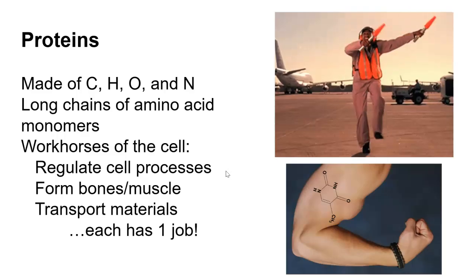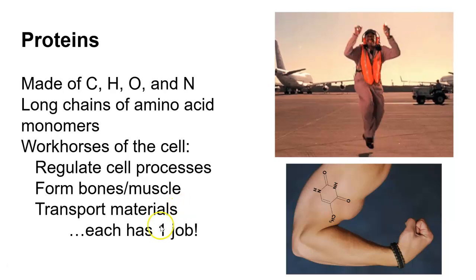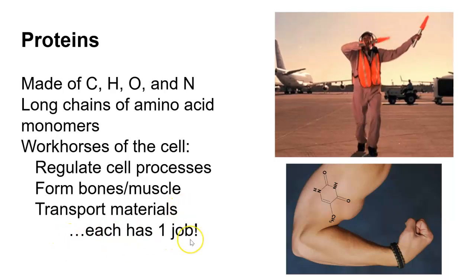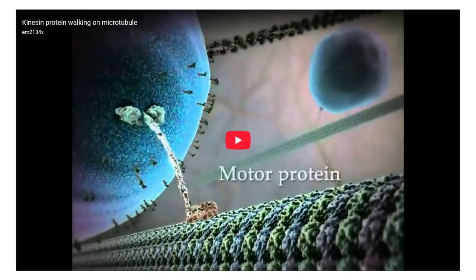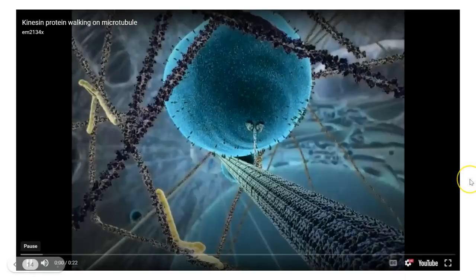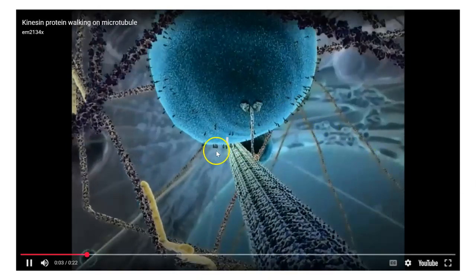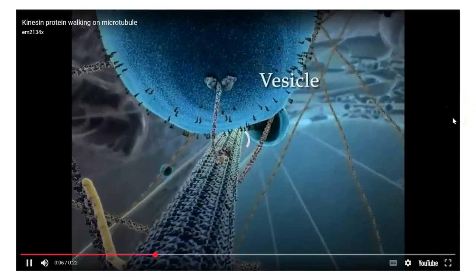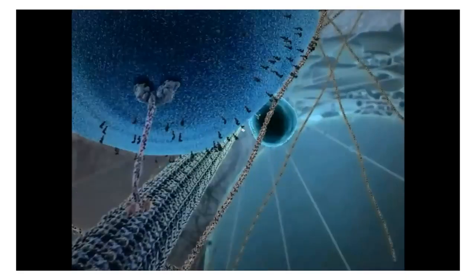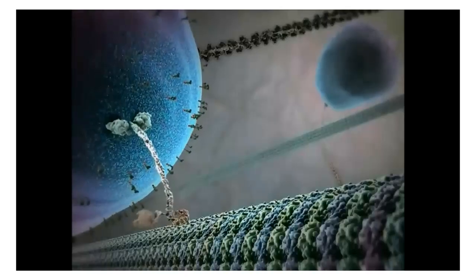They might be regulating cellular respiration. They might be transporting things. They might be forming bones or muscles. Regardless, every single protein has one job to do, and they do that from start to finish. So here's an example of one of those proteins. This is a kinesin and a microtubule. So this long thing here is part of the cytoskeleton. This is like a railroad track that forms and also gets broken down as needed in the cell.